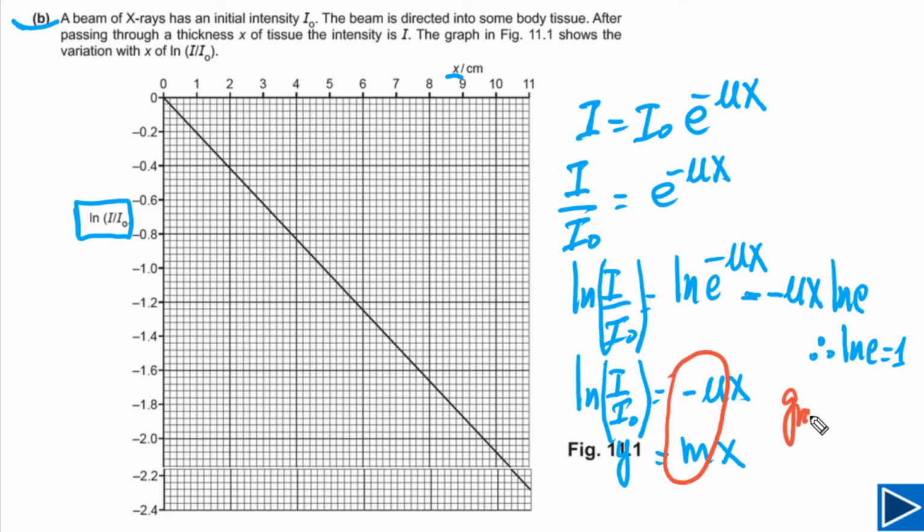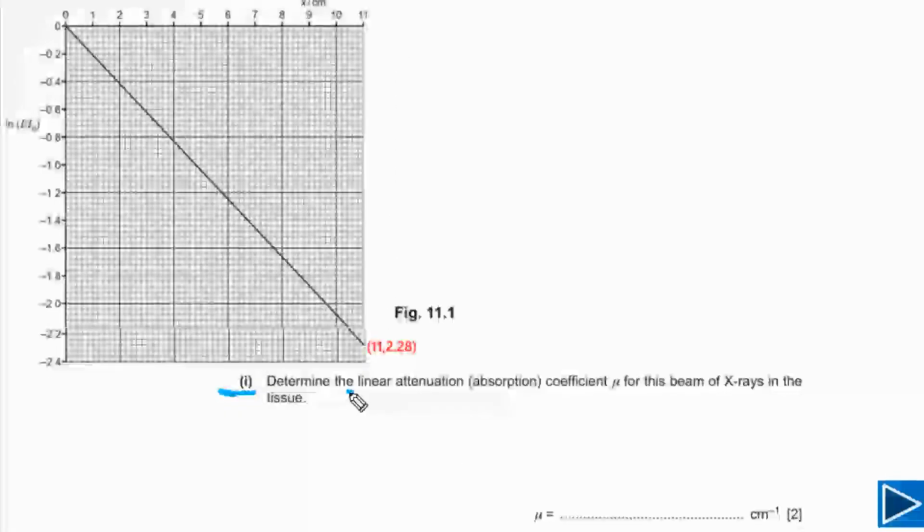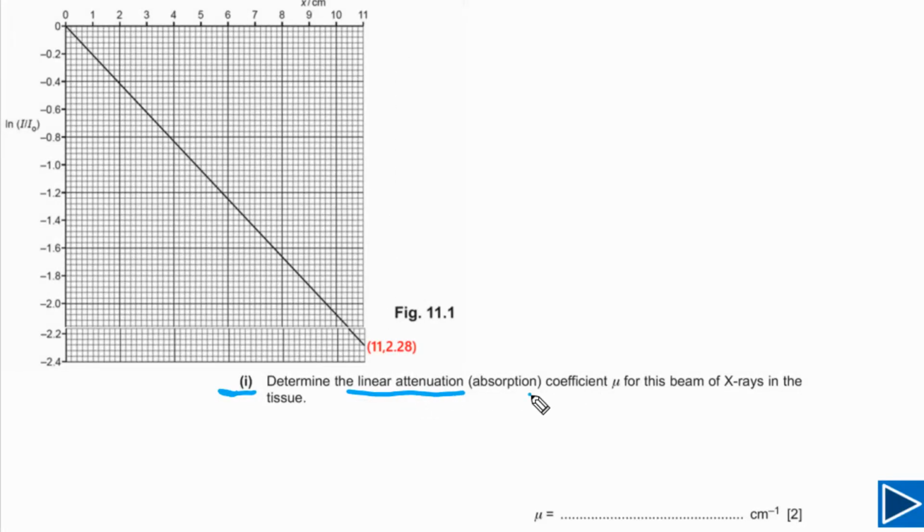And we will answer the next question. In this case, the gradient of this graph is equal to negative mu. Very important point, we will need this for the next question. Let's move on to the question. For part B1, we need to determine the linear attenuation coefficient mu for this beam of X-rays in the tissue. That means we need to find the value of mu.